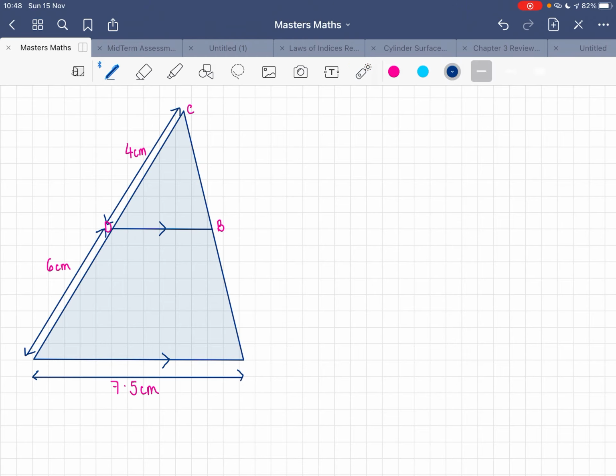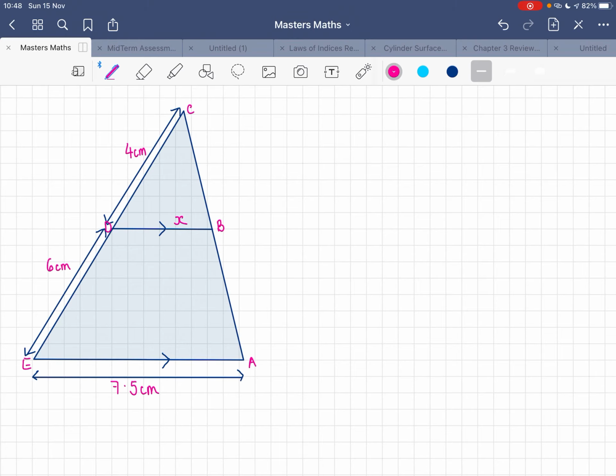Triangle, oh, I didn't finish labeling them. Triangle ECA, so ECA is going all the way around the outside, is similar to triangle DCB. Okay, and again, you follow the lines and that tells you where that triangle is. Those two triangles are similar. Work out the length of BD. So we're trying to work out this length here. I'm going to call it X.